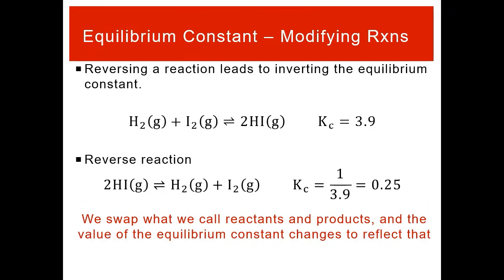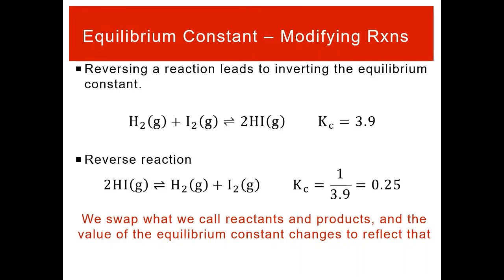So the most common way, or kind of the most intuitive way, we can change a reaction is we can reverse the direction that we see it in. So for example, H2 plus I2 gives you 2HI. The equilibrium constant for that is 3.9. So that is reflecting a slightly product favored equilibrium. Kc is greater than 1.